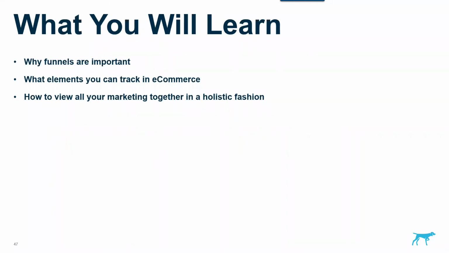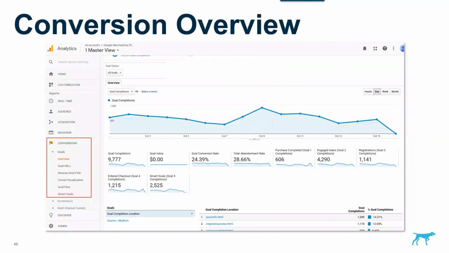Quick overview of what you'll learn from this section. And this is what a conversion overview report looks like. Underneath conversions, goals, the default report is overview. Very handy to look at quickly to see if there's been any drop-offs, any kind of anomalies or significant differences day on day or week on week or whatever have you.